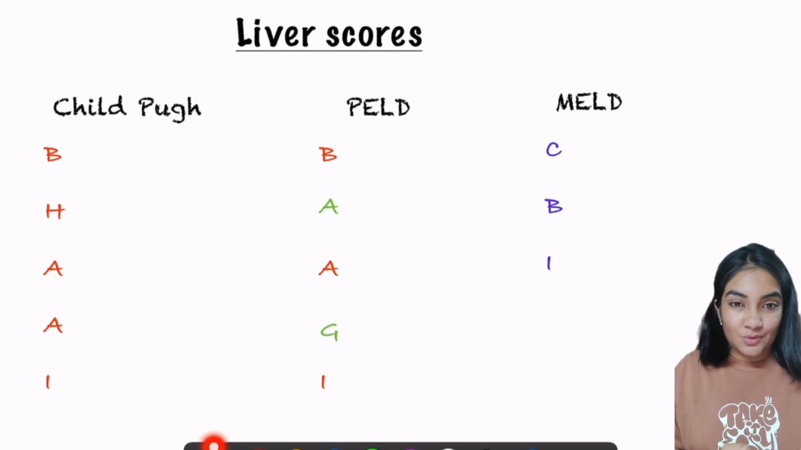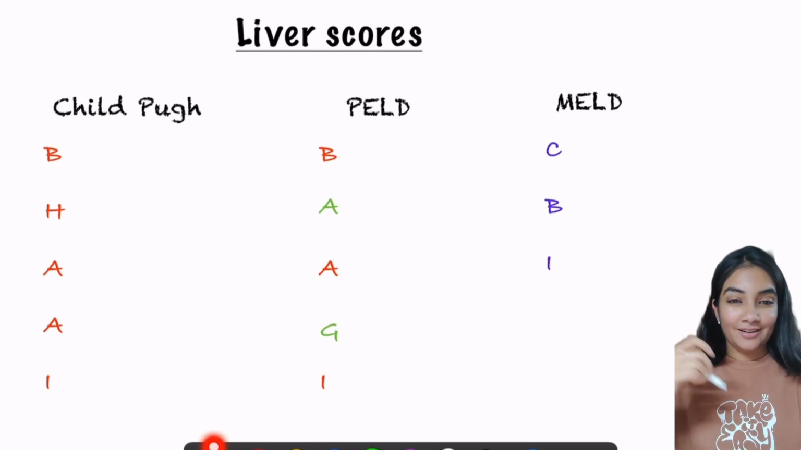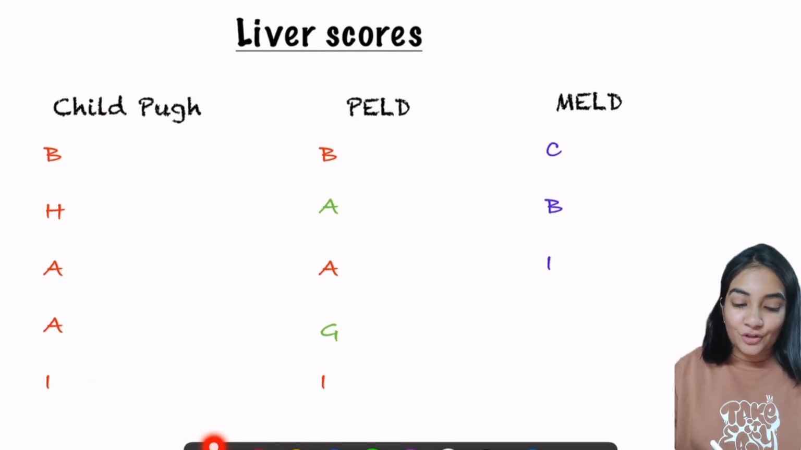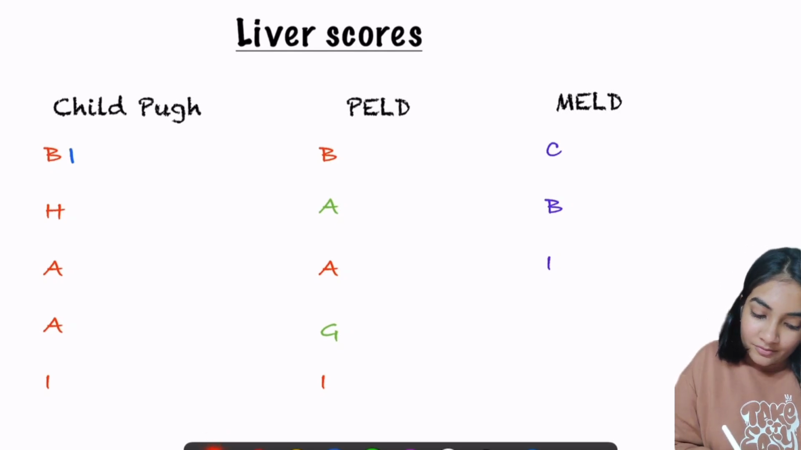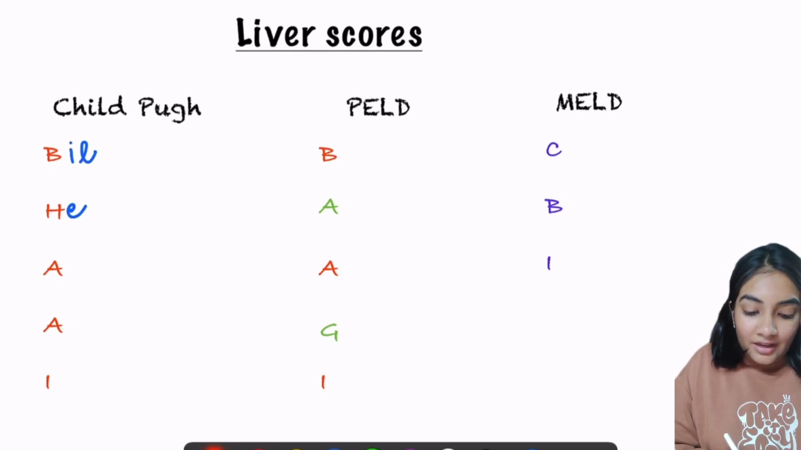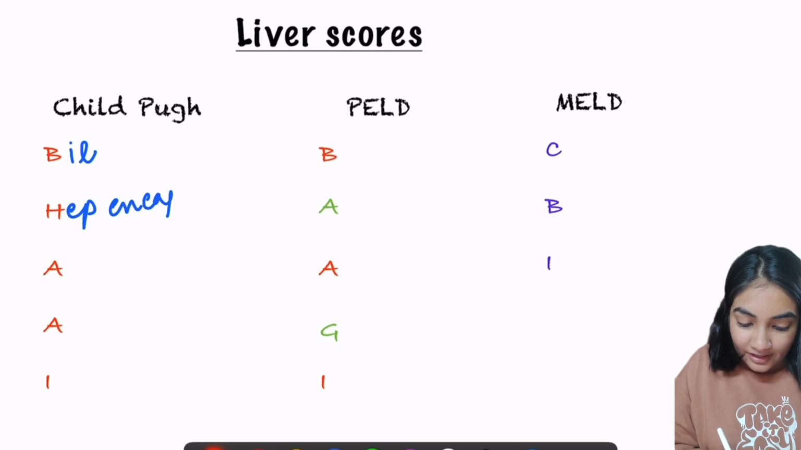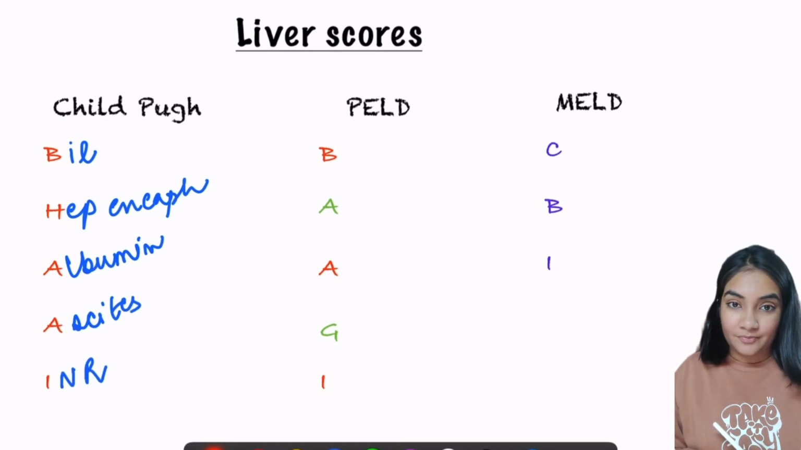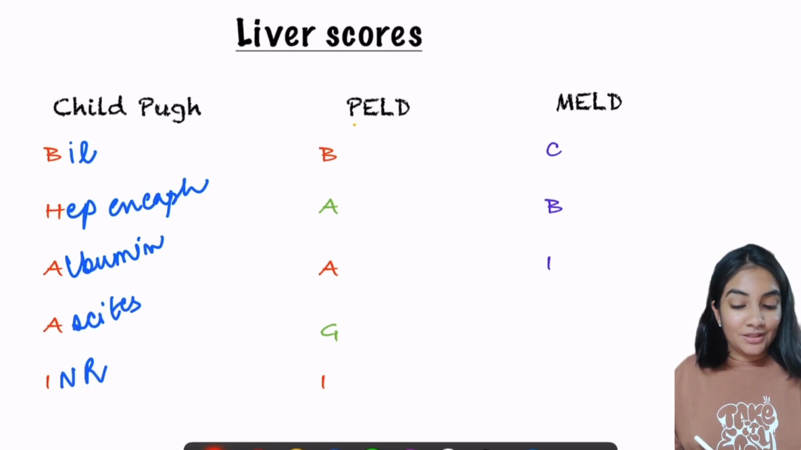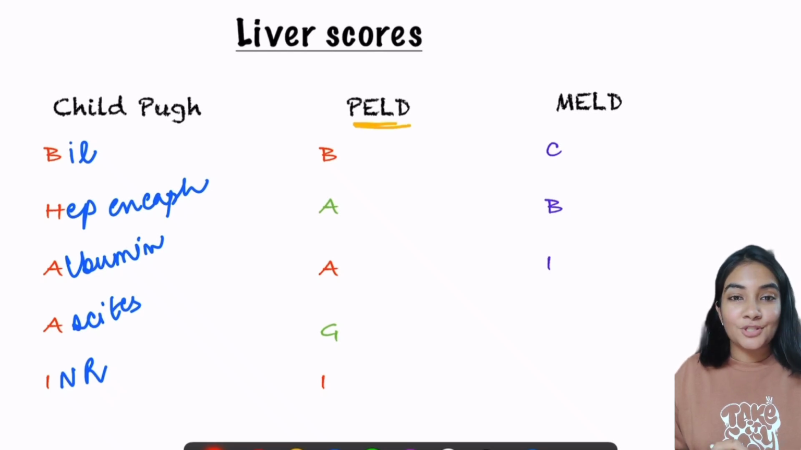Now Child-Pugh score. How do children talk? They say, "ये मेरा भाई है, ये मेरा भाई है," right? So bhai for Child-Pugh. What does it stand for? B for bilirubin, hepatic encephalopathy, albumin, ascites, and INR. Remember it in this order only, because our PELD score has three components directly from Child-Pugh.